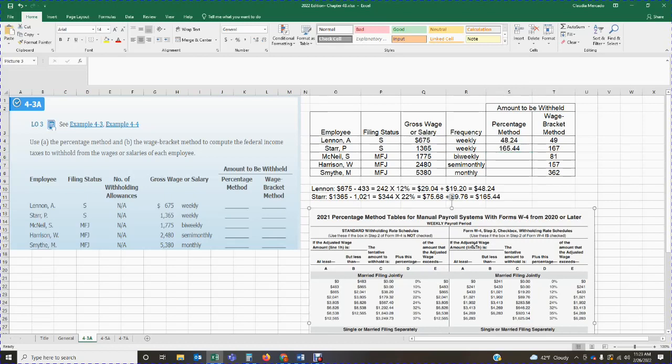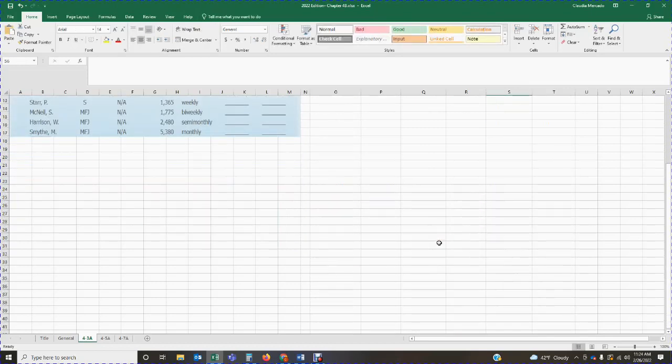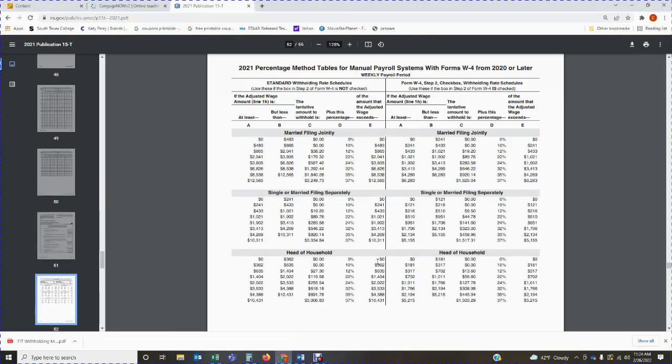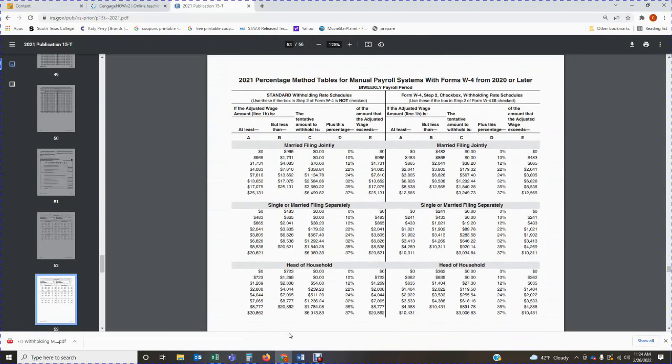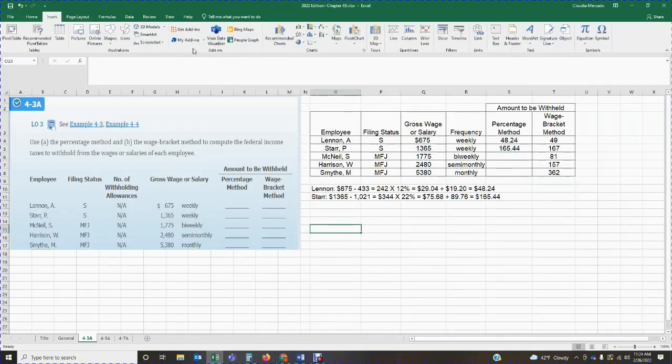Now we're moving on to the biweekly. I'm going to get rid of this table and I'm going to bring over my biweekly table, that way I'm not going back and forth. So the biweekly table is right below. I'm going to bring that over, that way we have it here and we can just look at it easily.